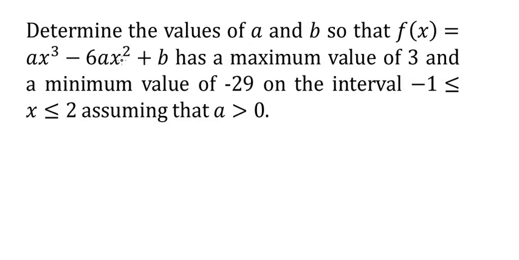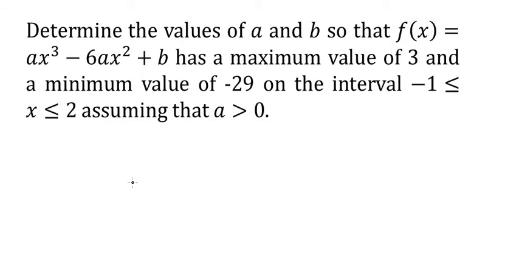We have the function in here and we know that the maximum is about number 3 and the minimum is about negative number 29 on the interval from negative number 1 to positive number 2. So we need to find the value of a and b.